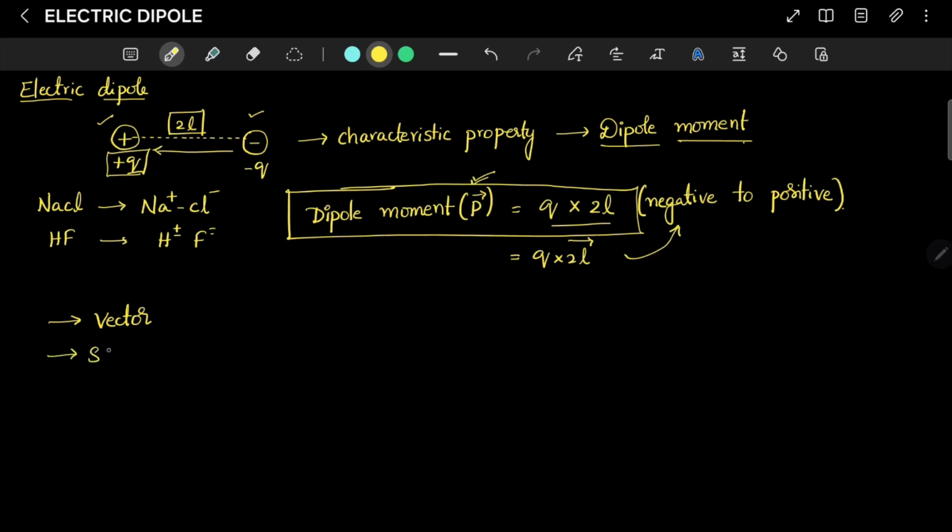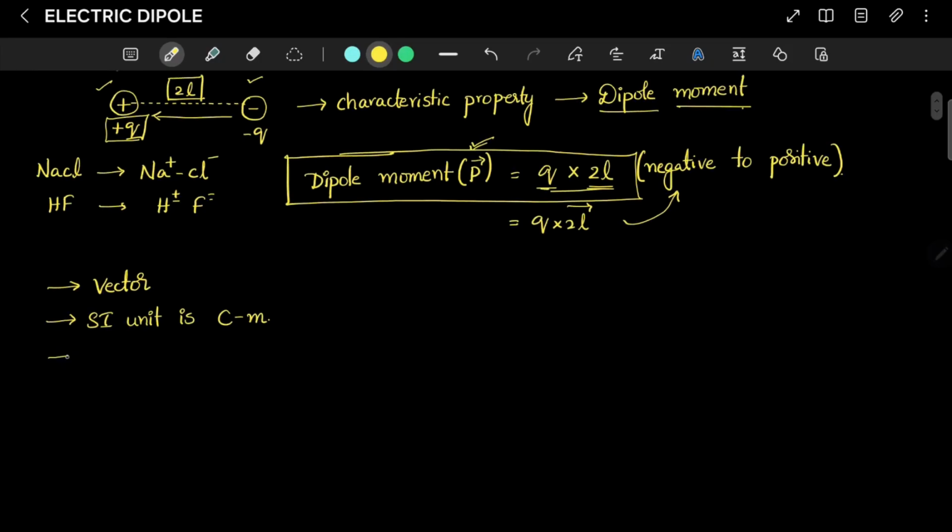Its SI unit is charge's SI unit, coulomb, multiplied with length's SI unit, meter. Once again, why did I take it as only 2L? I'll tell you later. Okay, right.